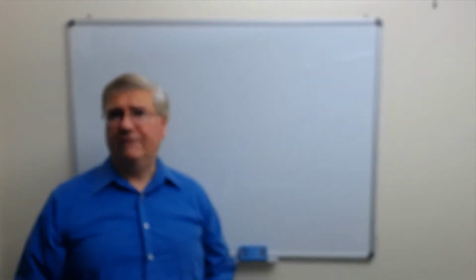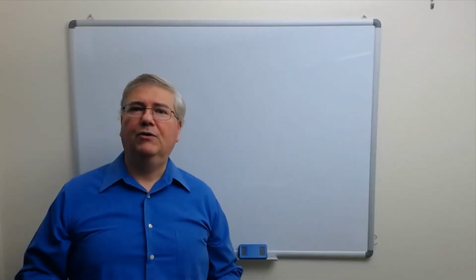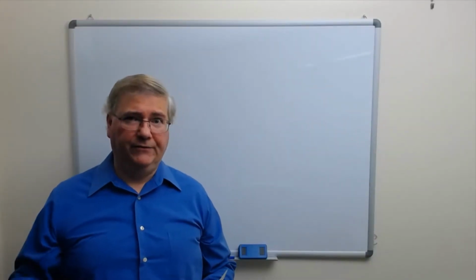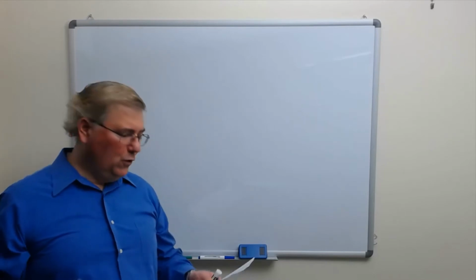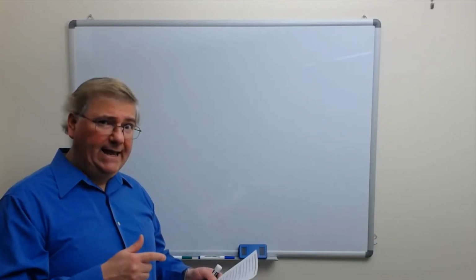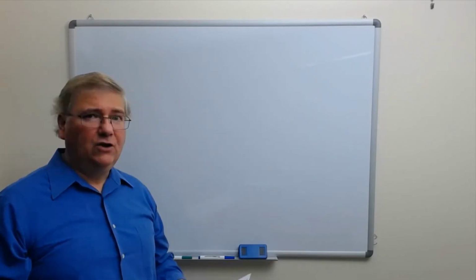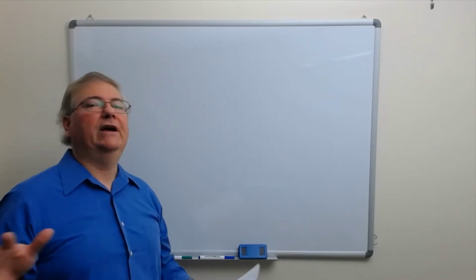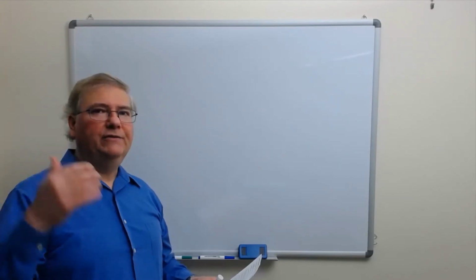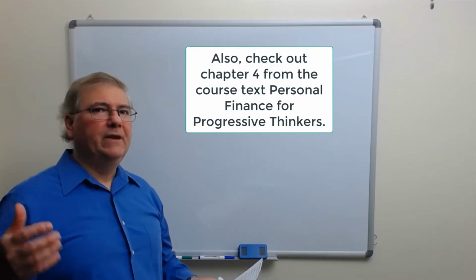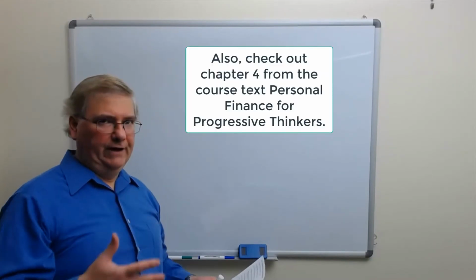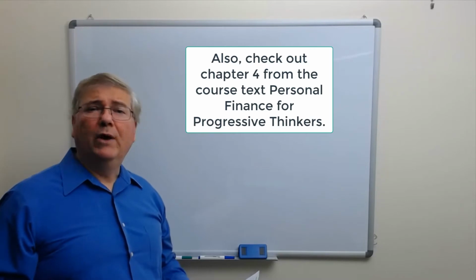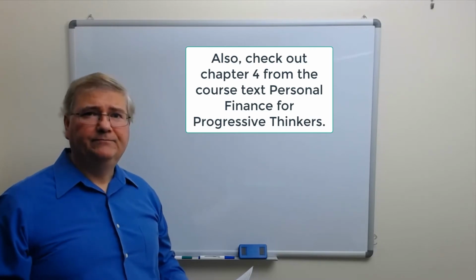Today we're going to continue solving some of the problems from the end of Chapter 4 from the text Personal Finance for Progressive Thinkers. In particular, we're going to work on questions 8A, 8B, and question 9, which have to do with applications of the markup and the discount formula. Now, if you need to review the markup and discount formula, I covered them in earlier videos, so you should check them out on the website under the videos tab.